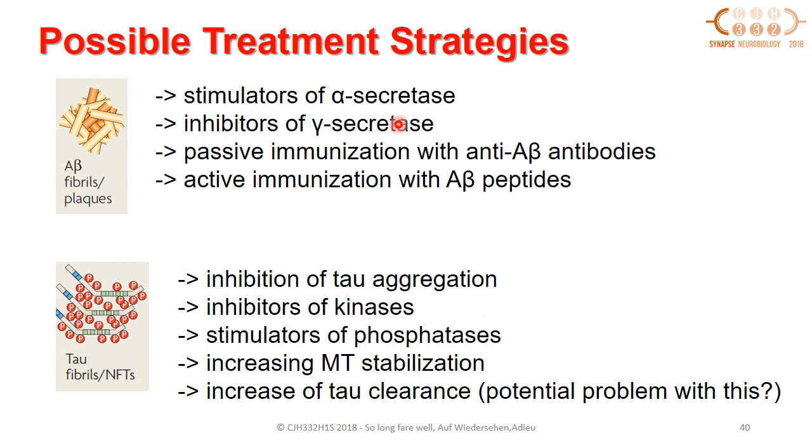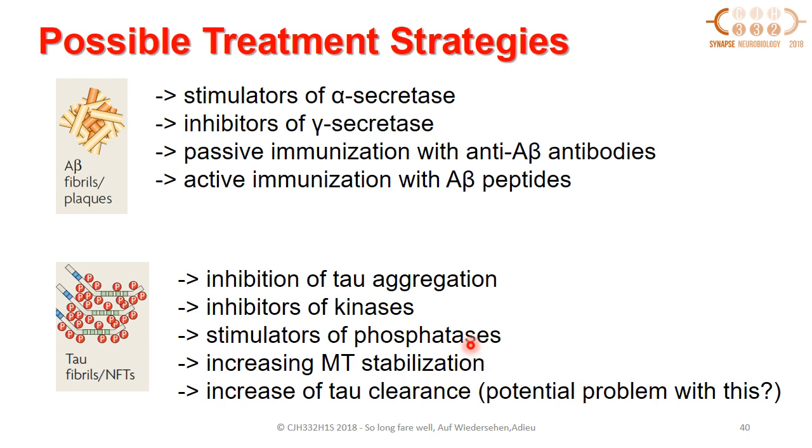So if we believe in the A beta pathway, this will be the dominant way in which we can do this. Or if we're looking at tau being the initiator, we might find drugs to inhibit this tau aggregation. We might identify specifically the kinases that phosphorylate or hyperphosphorylate tau, and we might try to inhibit those kinases.